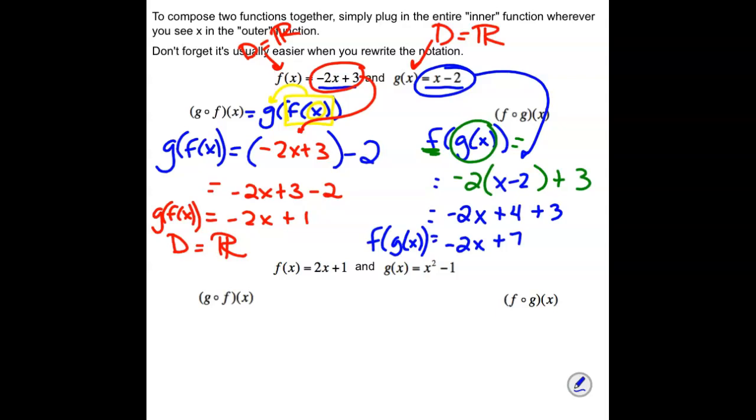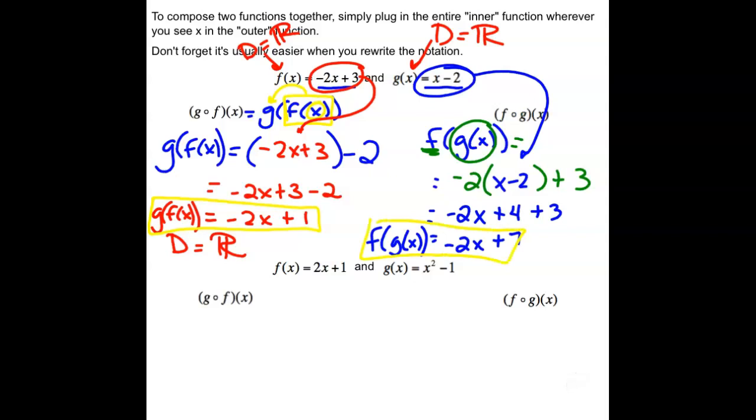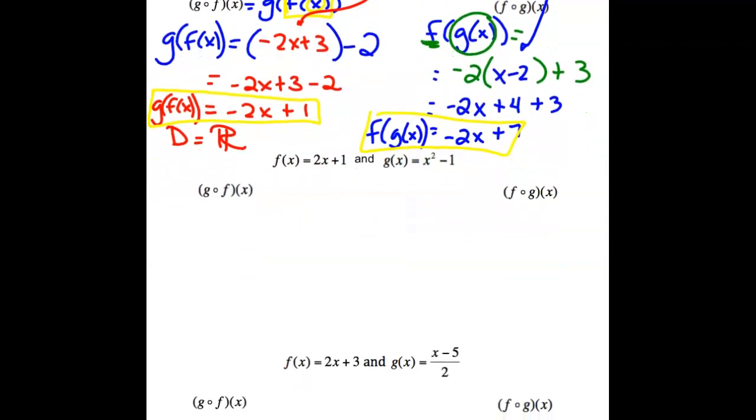And notice that these two answers are not the same. G of f is not the same as f of g. Okay? Again, our domain here would be all real numbers.